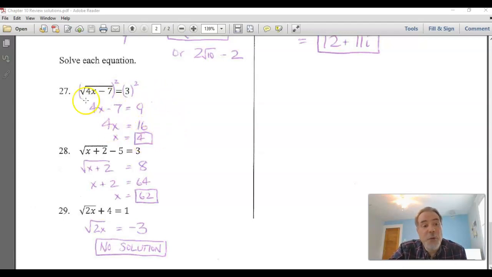And that does work because if you go back to where we started and put 4 in for x, 4 times 4 is 16. 16 minus 7 is 9. The square root of 9 is 3. And the equation is true.